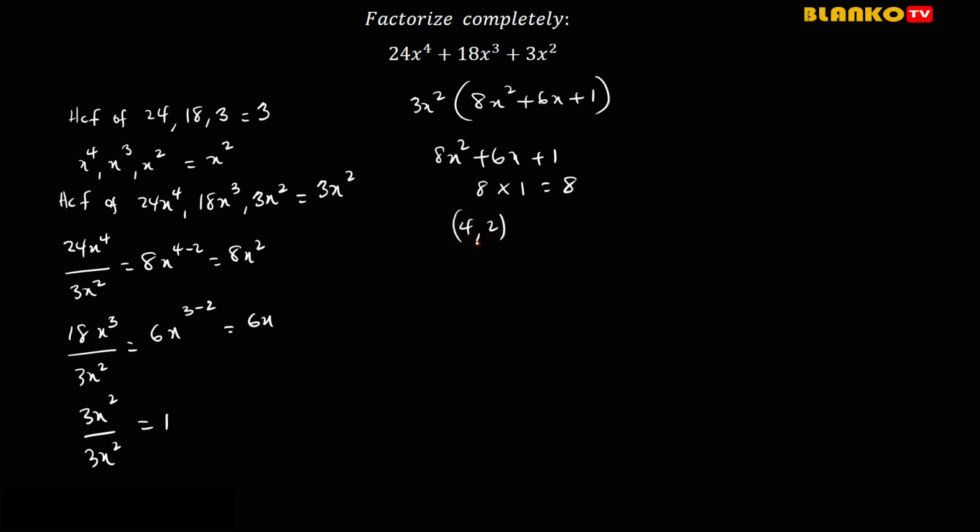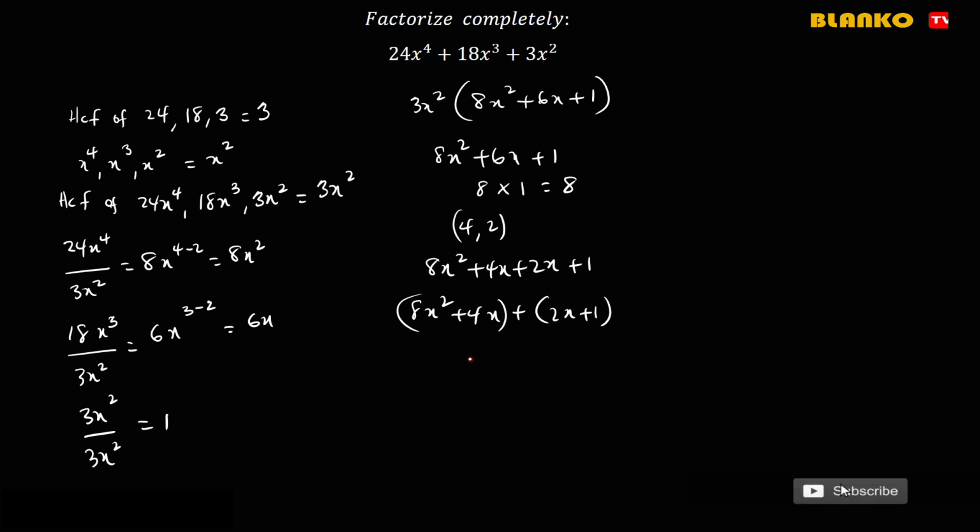So we are going to represent the middle term, 6x, by 4x and 2x. I hope you understand. So we have 8x^2 + 4x + 2x + 1. Let's use the grouping method to factorize it. So we have (8x^2 + 4x) in the brackets plus (2x + 1) in a bracket. We factorize each group. We take 8x^2 + 4x, which is equal to 4x outside the bracket multiplying (2x + 1) in the bracket.